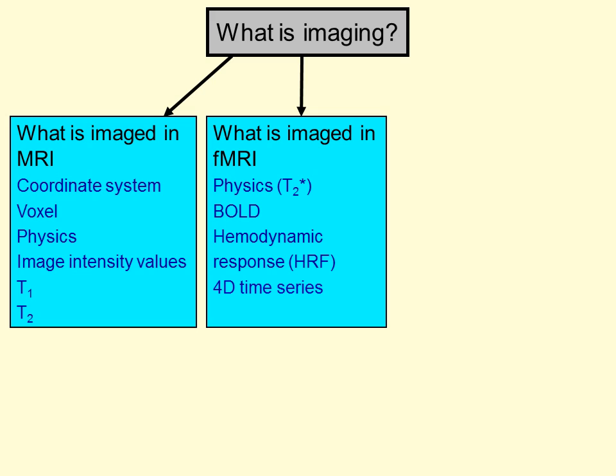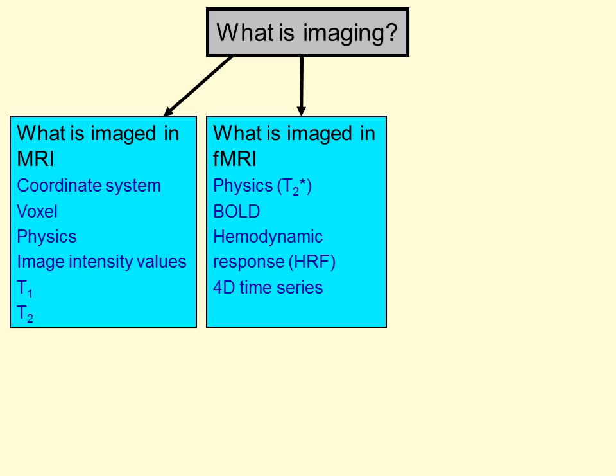Then we'll look a bit more briefly at what's imaged in functional MRI. The physics of this involve looking at something called T2 star contrast. And then we'll move on to BOLD, which stands for blood oxygen level dependent. And here we start to cross over from the physics into the physiology. So there we're looking at the hemodynamic response. Hemodynamics refers to blood flow, specifically the hemodynamic response to neural activity.